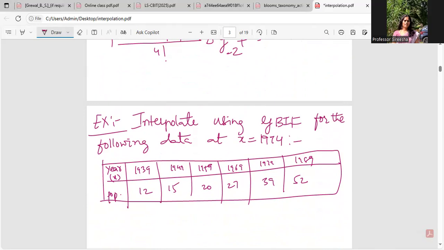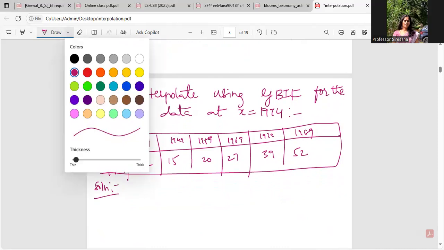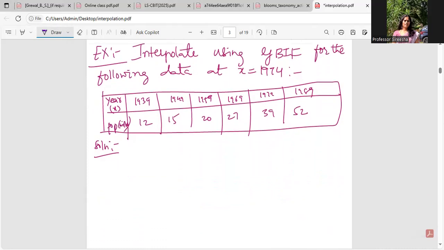Interpolate using the Gauss backward interpolation formula for the following data at x equal to 1974. Of course, population has been given and the years are being given. These are all in millions, guys. First, for any interpolating problem, we'll be constructing the table. Okay, let's construct the table.